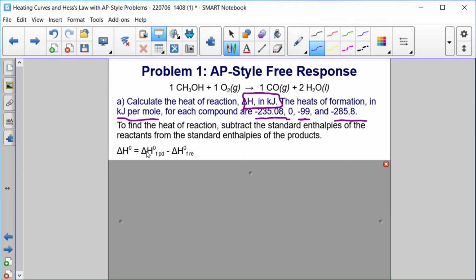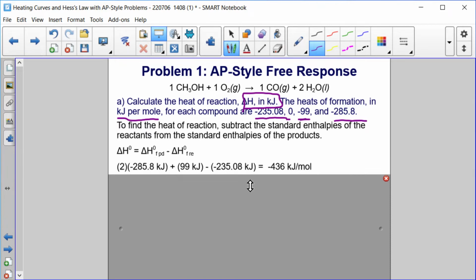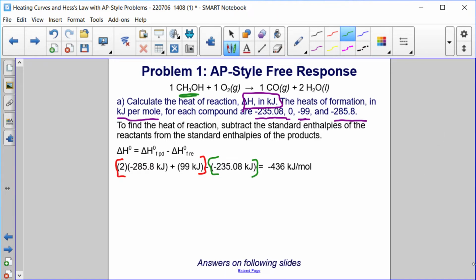So the sum of the heats of formation of the products minus the sum of the heats of formation of the reactants. So the products, I have 2 times the heat of formation for water plus the heat of formation for carbon monoxide. So these are my products minus, I just have 1 reactant, the methanol, and I get minus 436 kilojoules per mole.